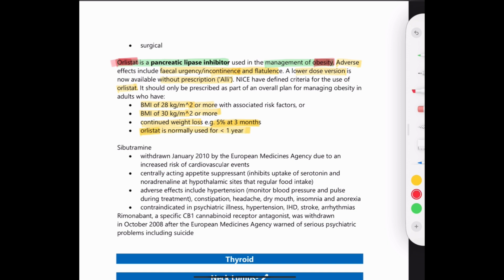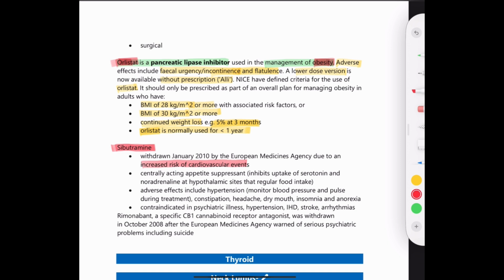Now there is another drug, sibutramine. Sibutramine was withdrawn in January 2010 by the European Medicines Agency due to an increased risk of cardiovascular events.